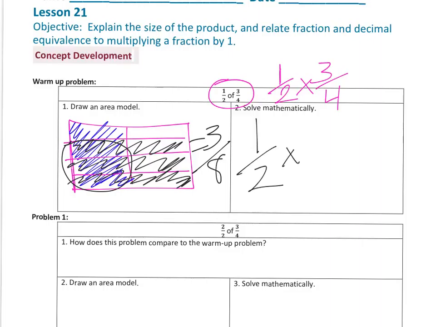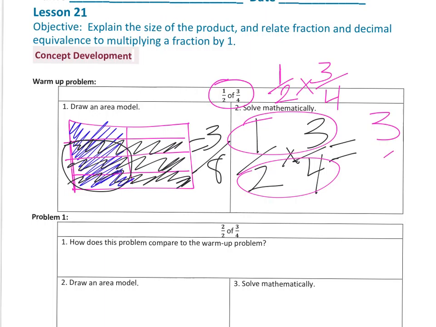1/2 times 3/4. I'm going to multiply across. 1 times 3 is 3. 2 times 4 is 8. 3/8. Looks good.